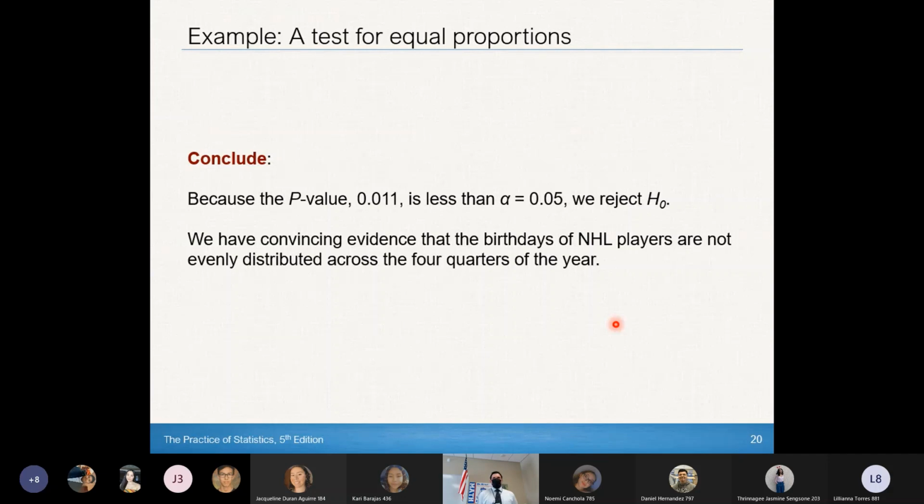Then we finally conclude. Because the p-value, 0.011, which they did not show, but I'm assuming they used the calculator to get an exact p-value, which we can do, is less than alpha equaling 0.05, we reject the null hypothesis. We have convincing evidence that the birthdays of NHL players are not evenly distributed across the 4 quarters of the year. Is there anything I can clarify or explain about this example?